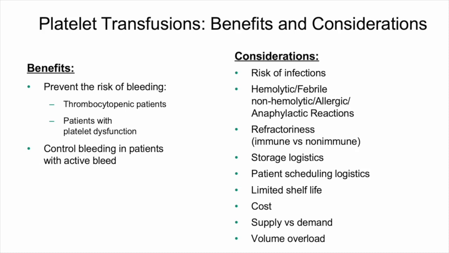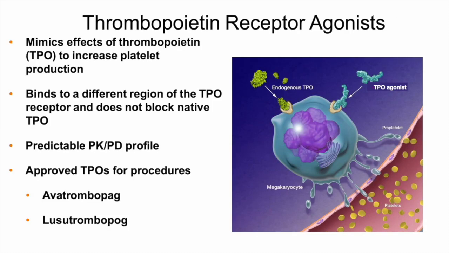We do have these thrombopoietin receptor agonists available to us, and these can be useful in elective procedures. I'm going to try and just contextualize how I think they should be incorporated into your practice. These TPOs mimic the effects of thrombopoietin to increase platelet production, and they bind to a different portion of the TPO receptor, so it doesn't block your endogenous TPO as well.